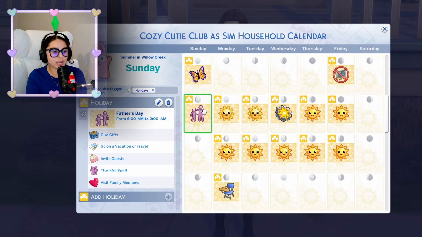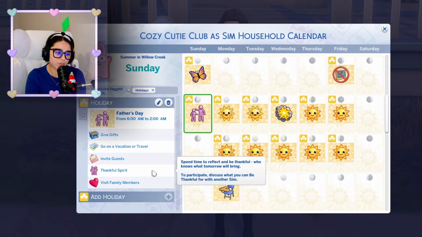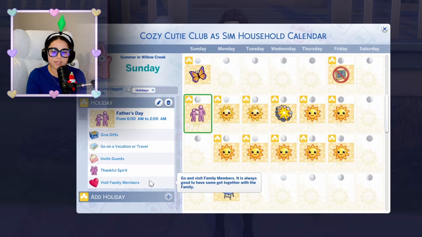Then the following Sunday, we have Father's Day. So of course we have Mother's Day, we have Father's Day. I think if you wanted to keep this more generic, you could easily just do like a Parents' Day. Our traditions are give gifts, go on vacation or travel, invite guests, thankful spirit, and visit family members. It's very similar to Mother's Day.